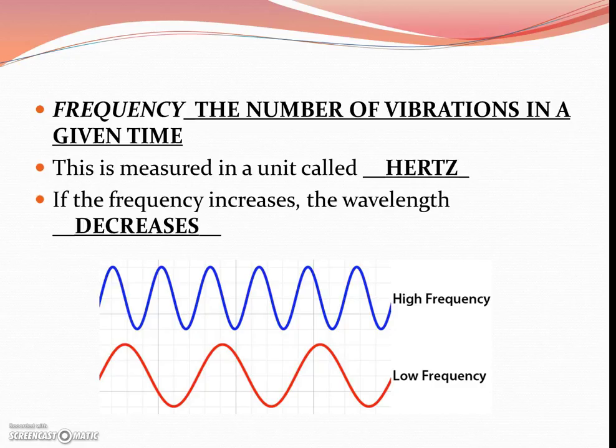So if an object is vibrating a lot, or if we have a sound where you're hearing lots of vibrations, it's going to have a high frequency. Notice how the higher the frequency is, the smaller the wavelength, the smaller the distance from crest to crest. So it has a high frequency if there are lots of crests in a given space.